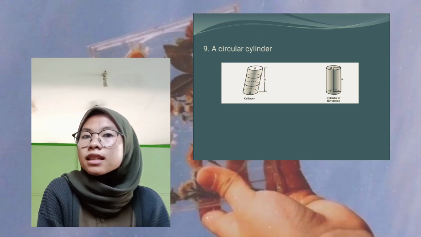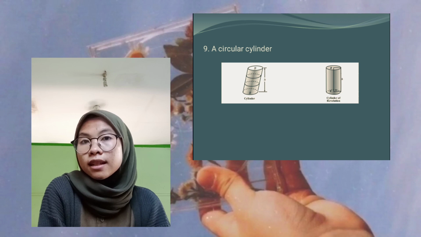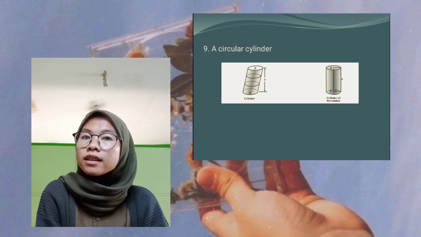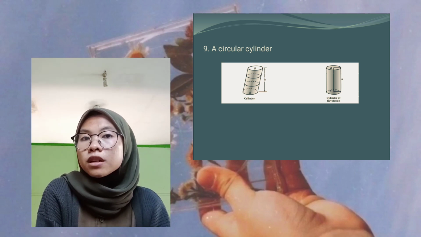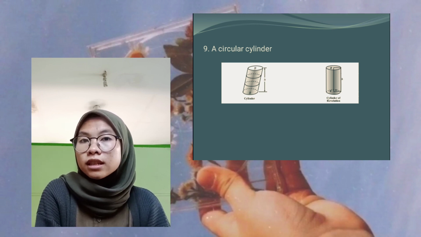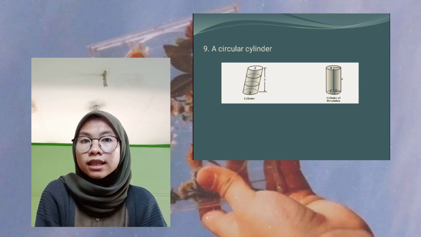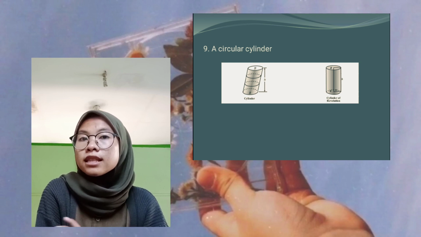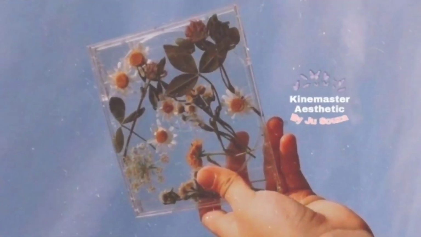Number 9. A circular cylinder is a solid whose bases are parallel circles. Any cross-section parallel to the base is also a circle. A circular cylinder will be referred to as a cylinder. A cylinder of revolution is formed by revolving a rectangle about one of its two dimensions. This dimension becomes the height of the cylinder and the other becomes the radius of the base.